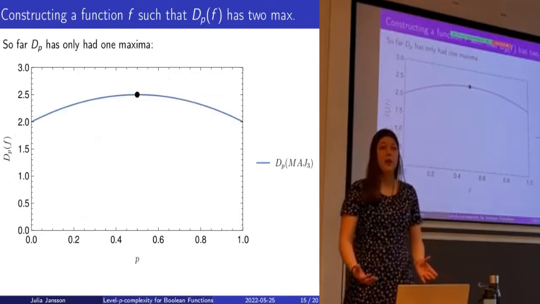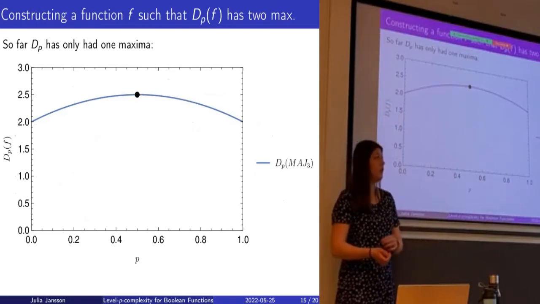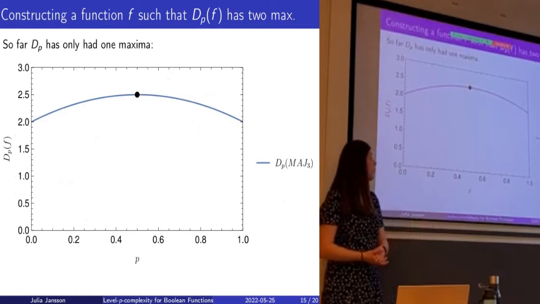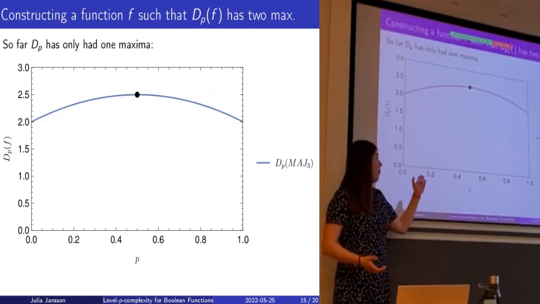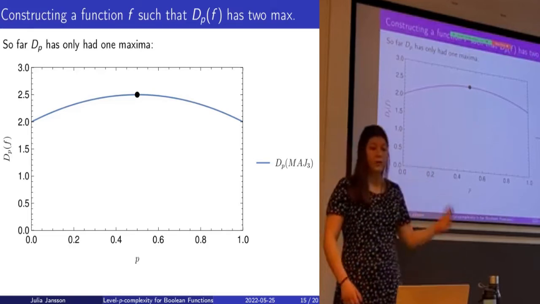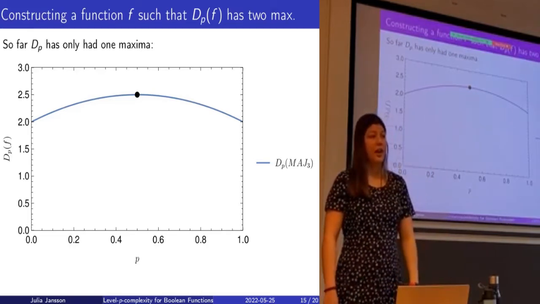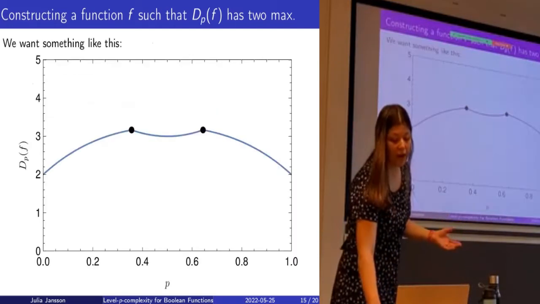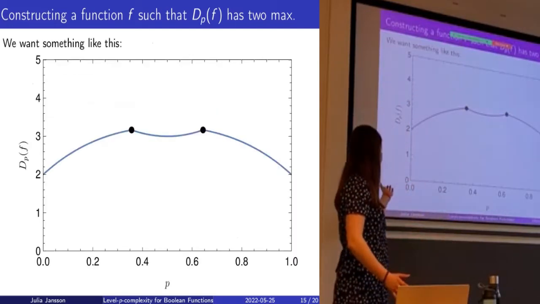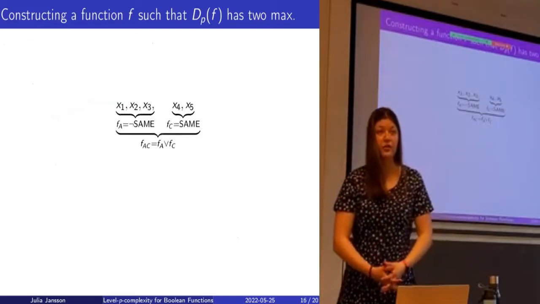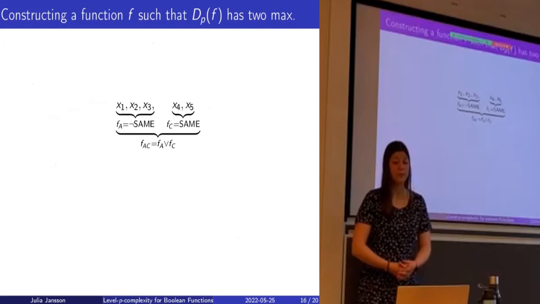So now we know that it could probably look more different than what we had so far. So far, for example, we had a concave function with a maximum in the middle. And we want to see if we can find a function that has an algorithm that depends on P or that has 2 maxima. So we want something like this. So we try to construct a function that will give this result.